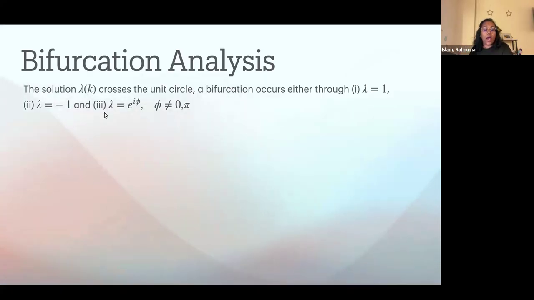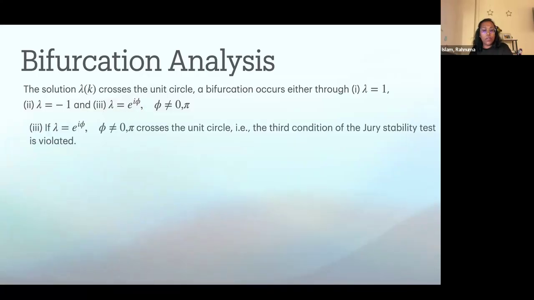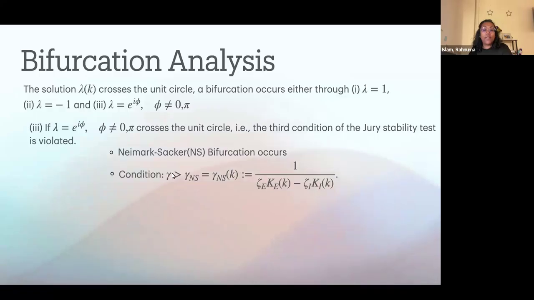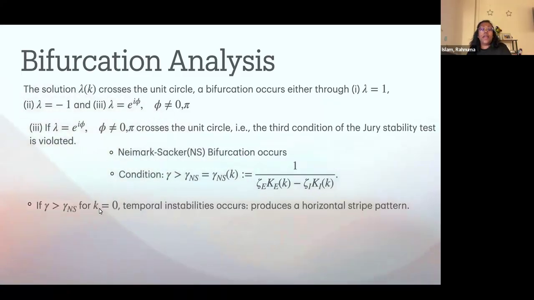And the third one is when the root of lambda leaves the unit circle through this way. This is when the third condition is violated. And this one gives us the Neimark-Sacker bifurcation, or Hopf bifurcation. And the threshold for gamma is this expression. If gamma exceeds this threshold, gamma ns, for k equal to 0, then the temporal bifurcation happens. That usually gives you the horizontal stripe.